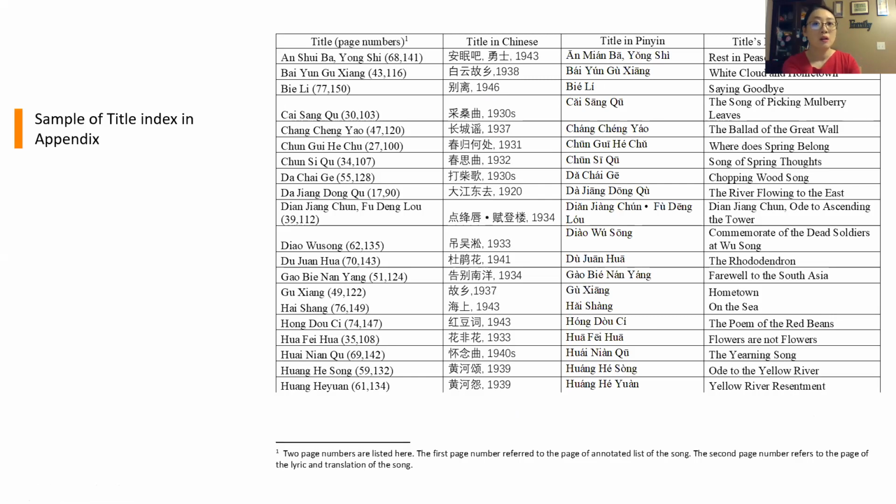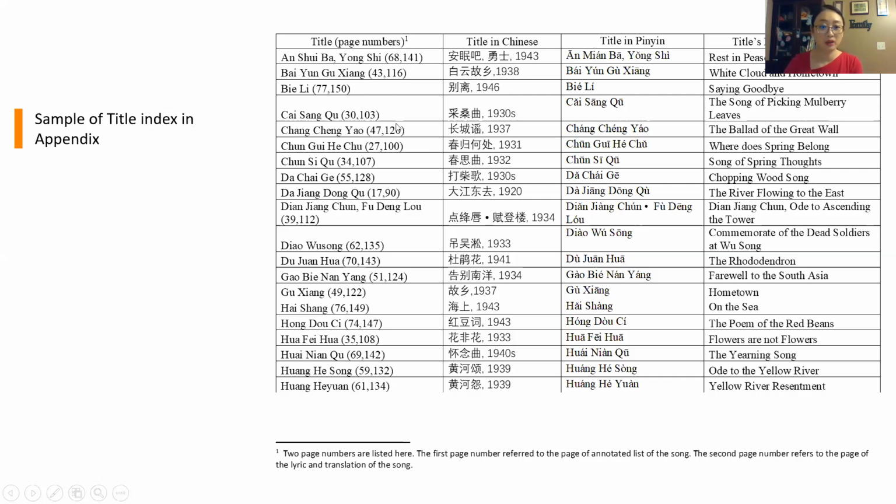Okay, so let's say you are interested in one song and you don't know the composer. Here you can find all the titles and songs that are selected into the study. There is also a title index in the appendix. In the appendix, you can find all the titles organized in alphabetical order. And here's the first one, 安睡吧勇士, listed with 2 page numbers.